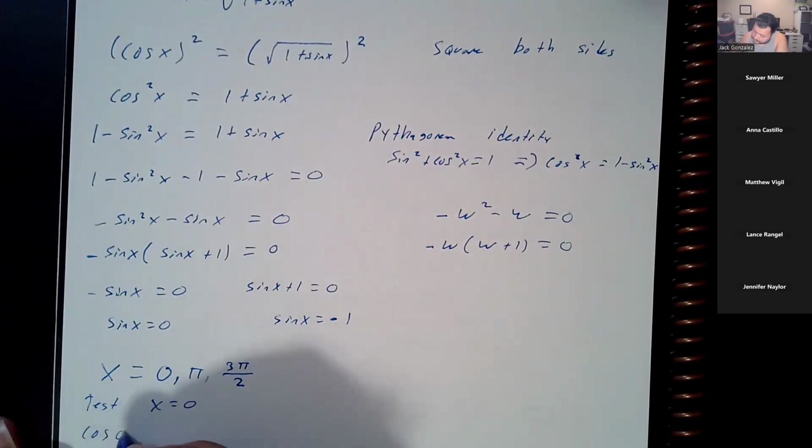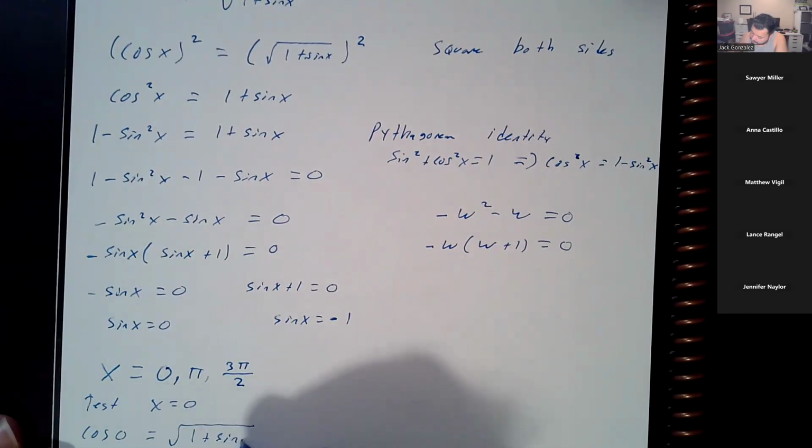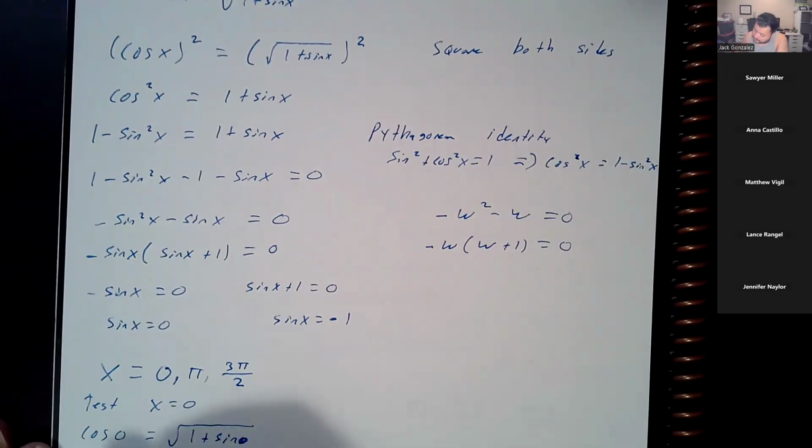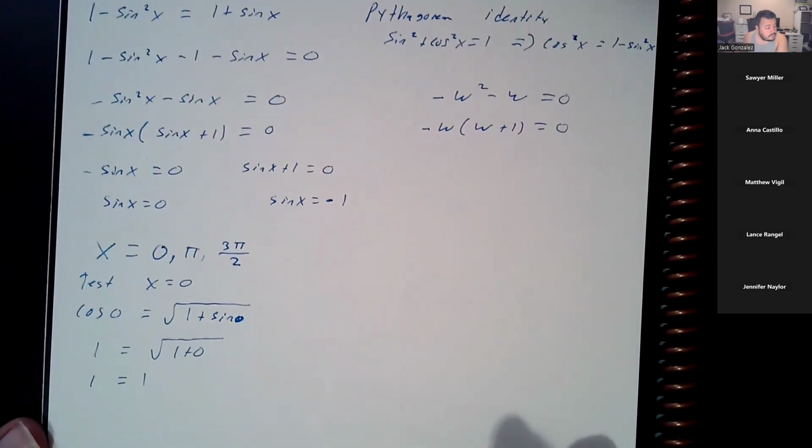Is cosine 0 equal to the square root of 1 plus sine 0? That'll be 1 equal to 1 plus 0. 1 equals 1. So we're good for that one.